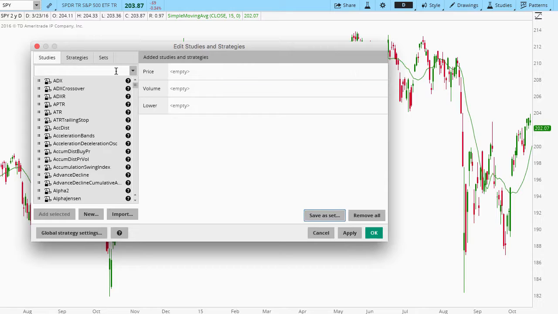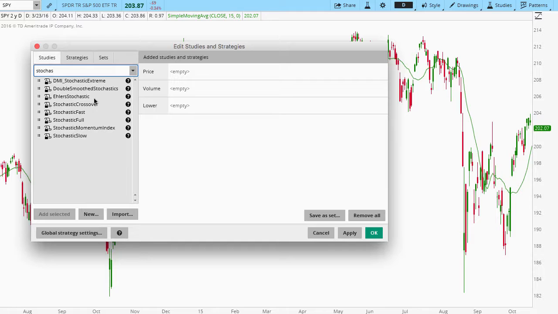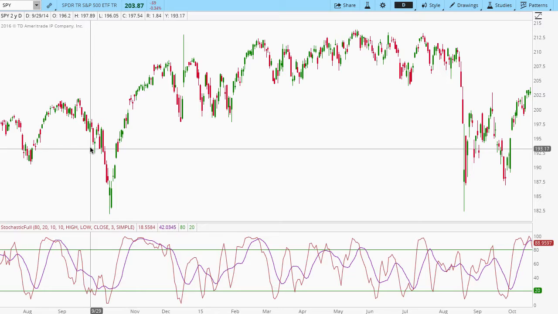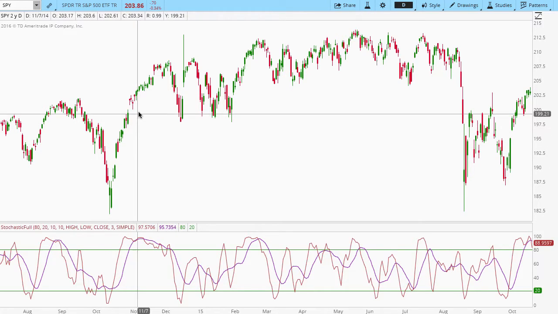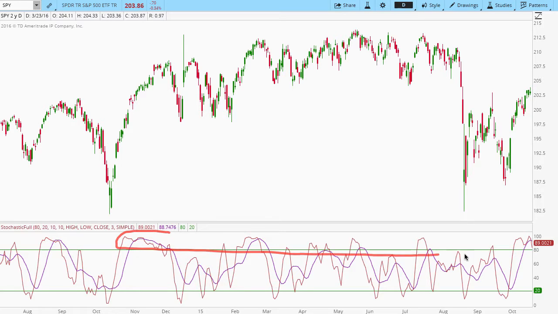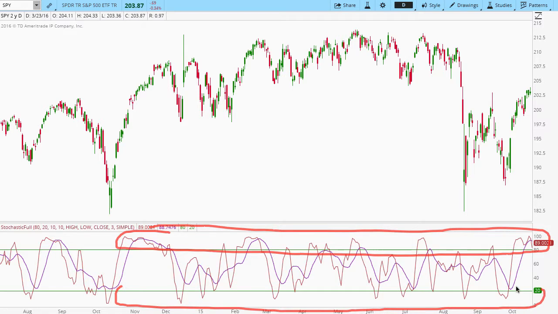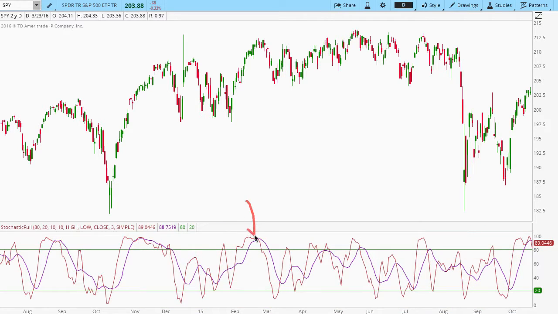So, for example, another popular one is stochastics. We can add, let's say, full stochastics to our chart here. With full stochastics, you don't see any moving average up there, but what you're looking for are these overbought and oversold zones. If you trade long enough, you will hear the terms a stock is relatively oversold or relatively overbought. Whenever the stock gets up into one of these zones where it's overbought here, or oversold here, those end up being the buy and sell points on the chart.